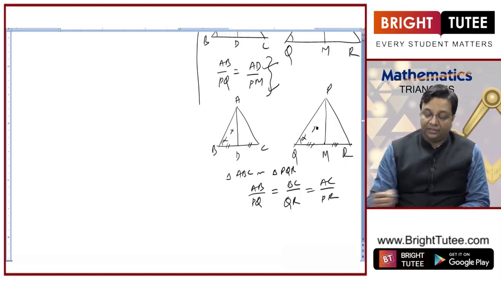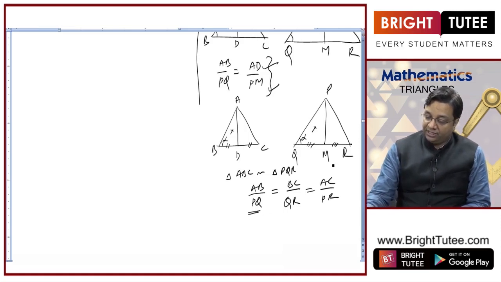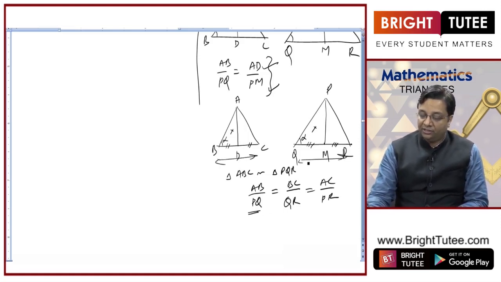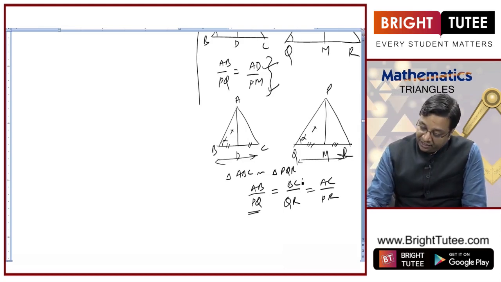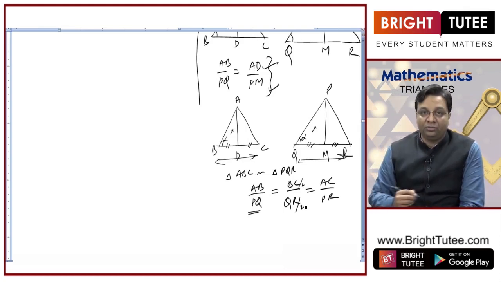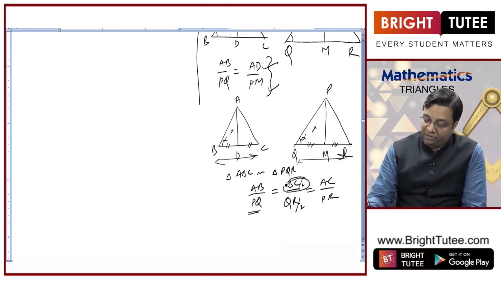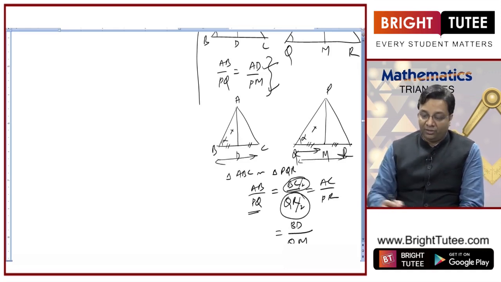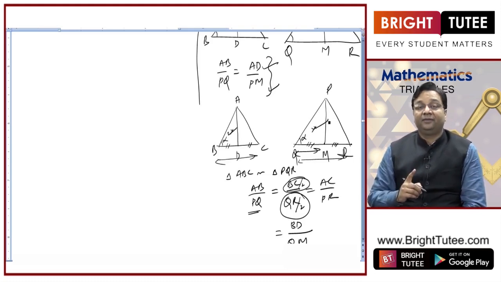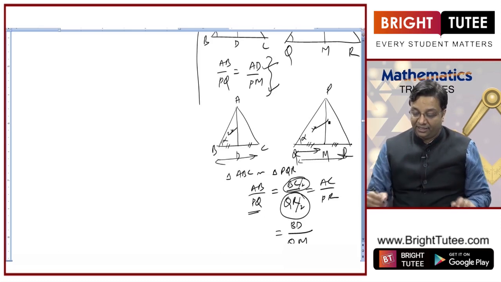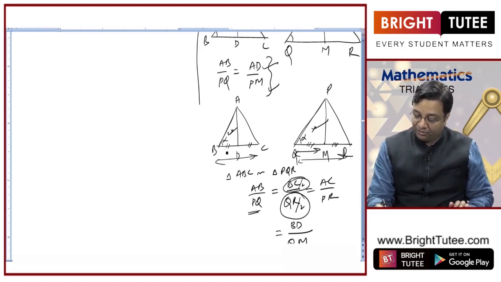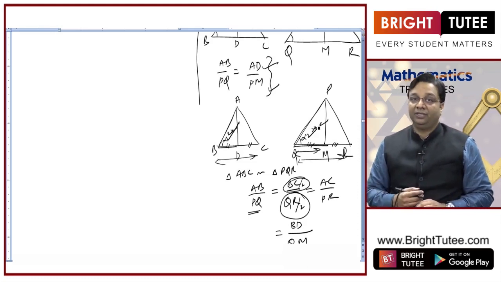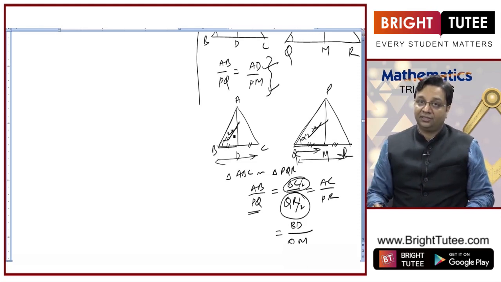Now focus on these two triangles. AB by PQ is equal to BC by QR. If I divide BC by 2, I will have to divide QR by 2 to maintain this ratio. What is BC by 2? AD is the median, so BC by 2 can be taken as BD and QR by 2 can be taken as QM. Now look at these two triangles. These two triangles are also similar by the side angle side similarity criterion. Why? Because AB by PQ is equal to BD by QM, and the angle included between them is also equal. So these two triangles are similar.